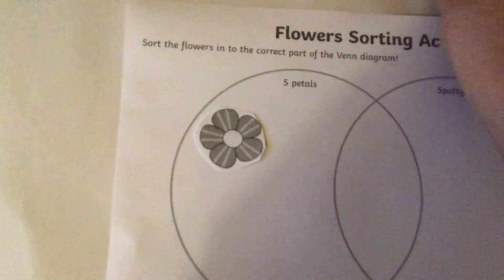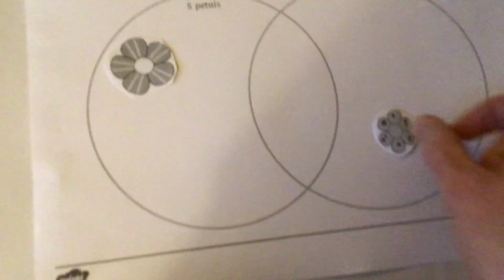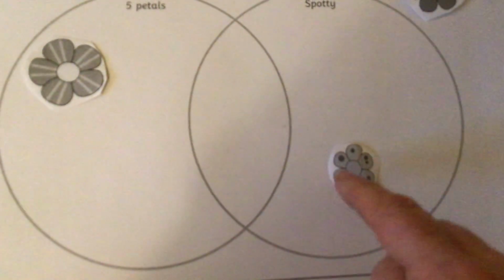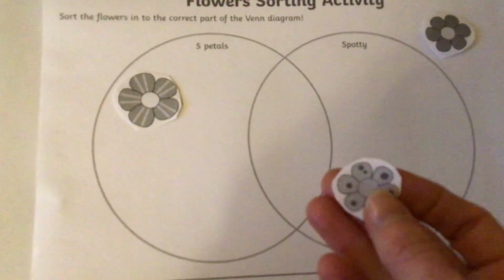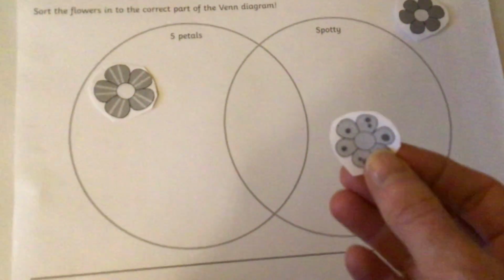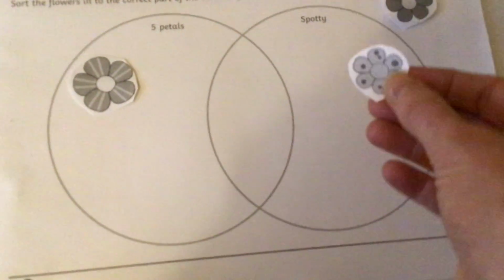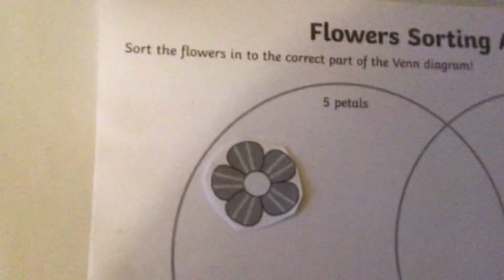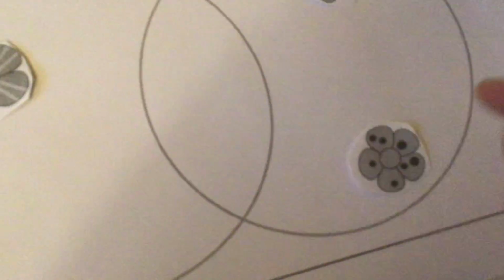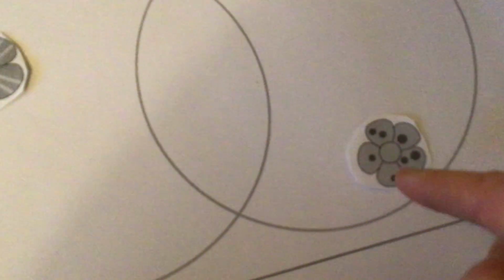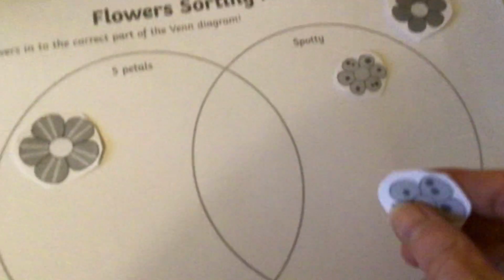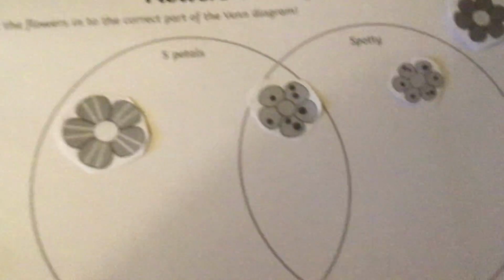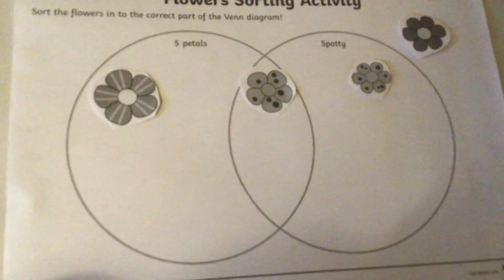Let's try another one. Let's count this. 1, 2, 3, 4, 5, 6 petals. 6 petals, and it's spotty. So it's not 5 petals, but it is spotty. So it needs to go in that side there. Let's try this one. 1, 2, 3, 4, 5 petals and spotty. So this one is both. So we place it in the middle. So it's in both of those circles.